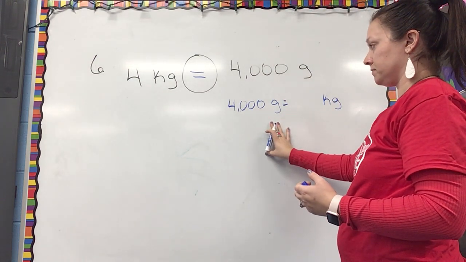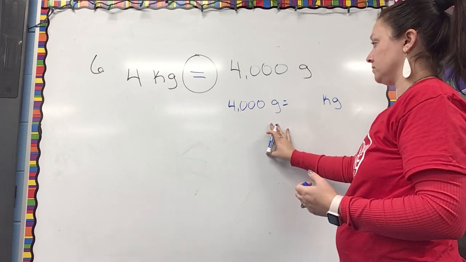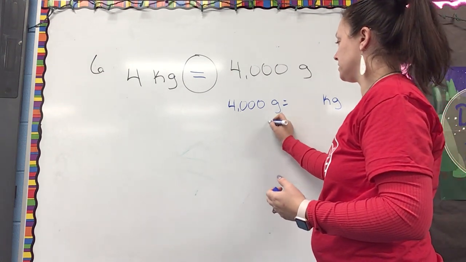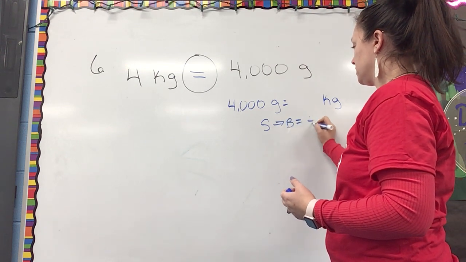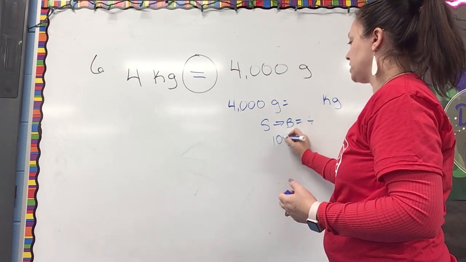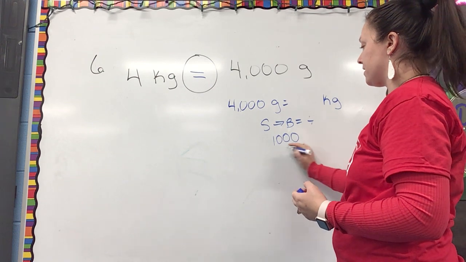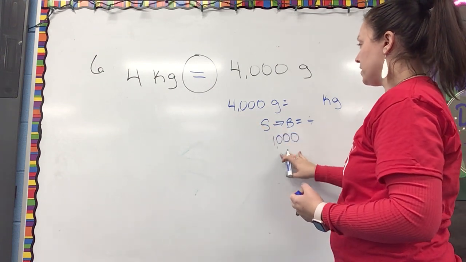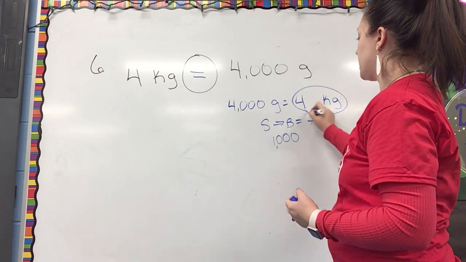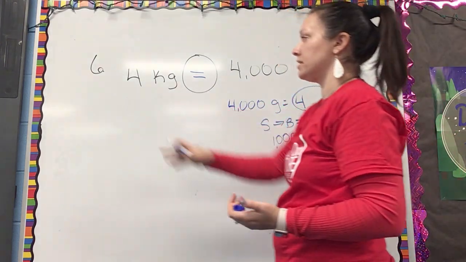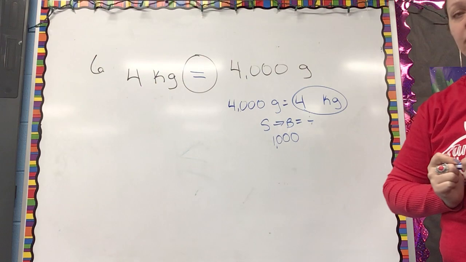And how were you able to do that so quickly? Since grams is smaller than kilograms, it's dividing. So you knew you were dividing. And what were you dividing by? By 1,000. So that was a pretty quick mental math for you. 4,000 divided by 1,000 is 4. So you were able to see 4 kilograms on this side, 4 kilograms on this side. They are equal to each other.